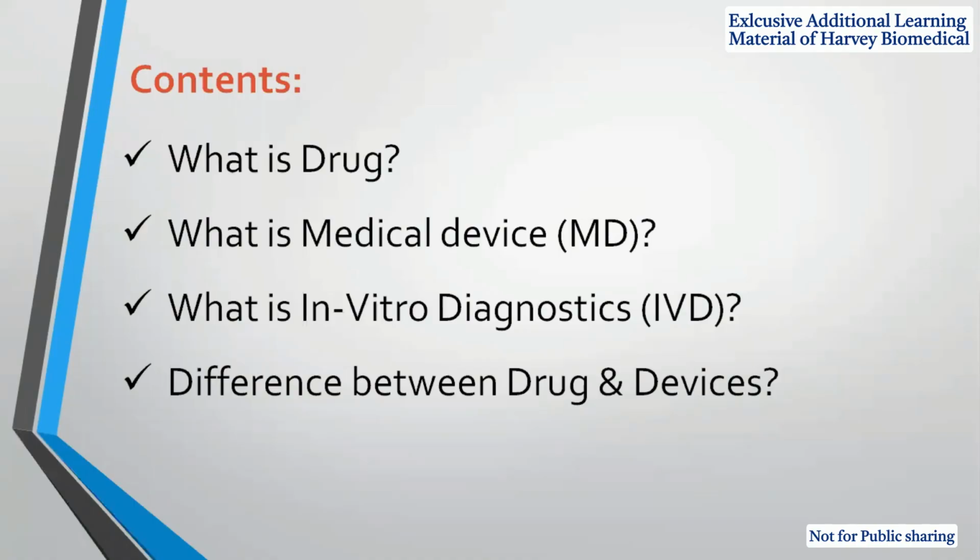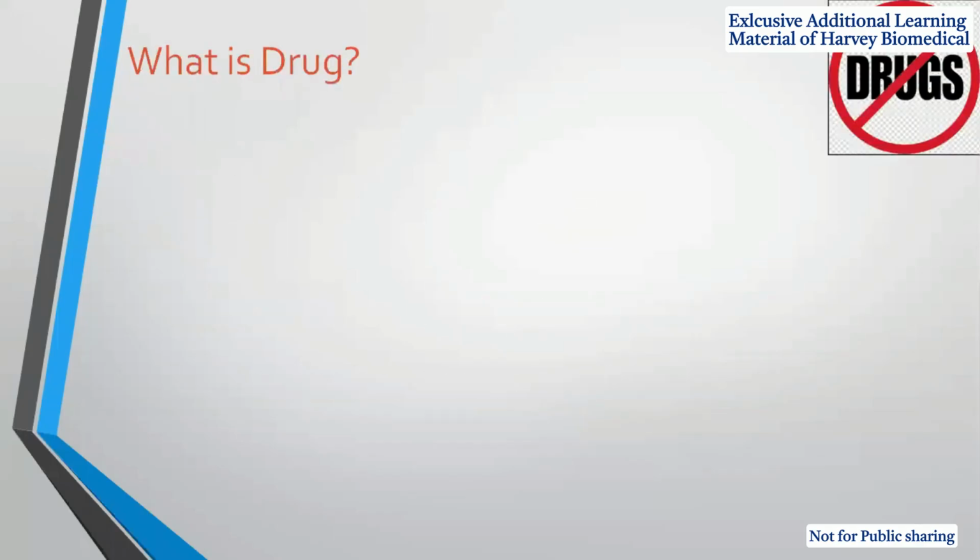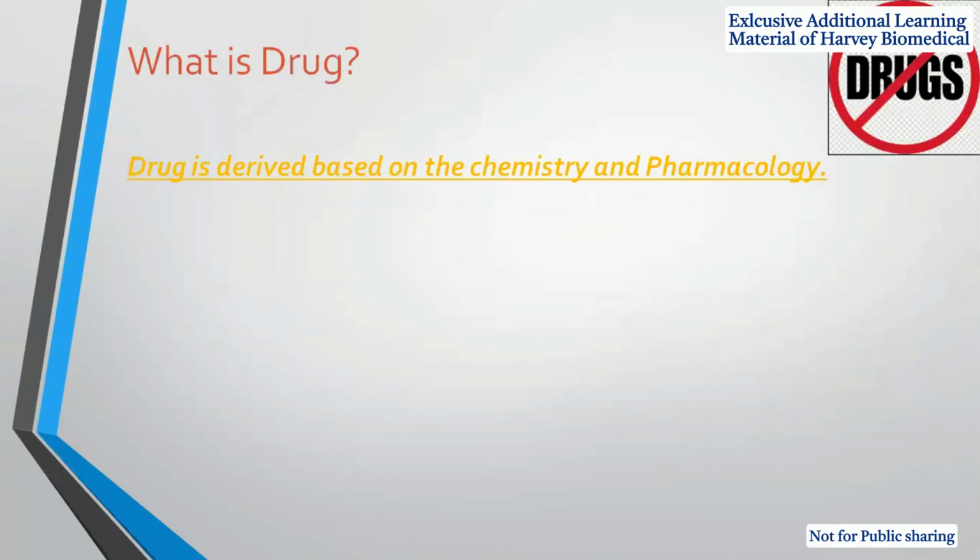Coming to the drug substance, it is the material used in the drug product. That is called the drug substance. Another name for it is the active pharmaceutical ingredient. In the next slide, I will show it. First, we'll go with what is a drug.